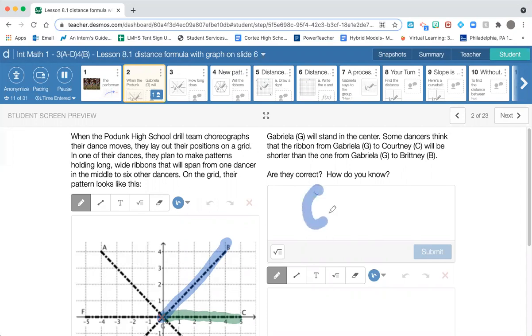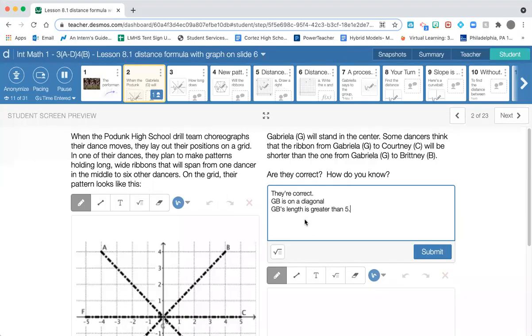Is GC less than GB? What do you think? Take a moment, think about it. So you could have said something like the following. They're correct. GB is on a diagonal. GB's length is greater than 5, and 5 is the length of GC.